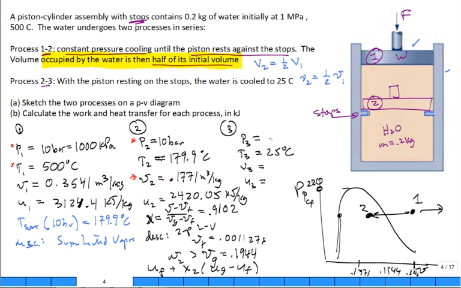Which other property can I determine? Clicker question here. Is it A, B, or C? What is that other property which is most readily determinable from the problem? Is it the pressure at 3, the volume at 3, or the internal energy at 3?